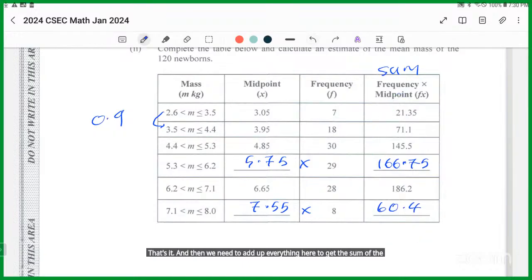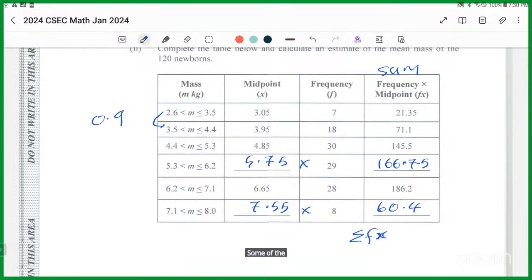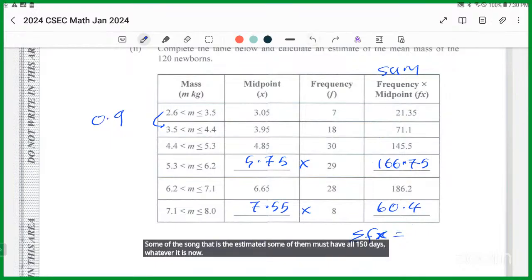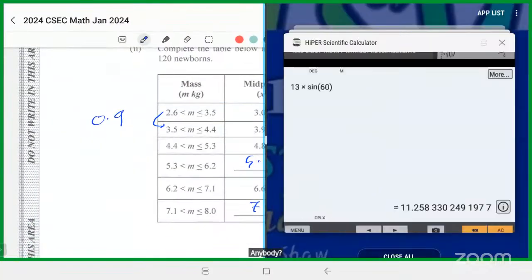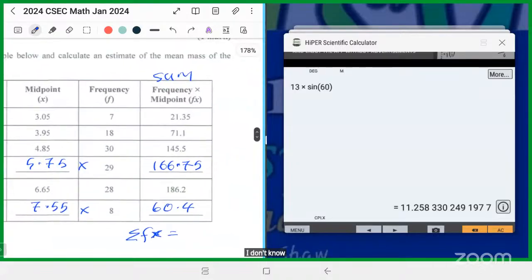The total sum, the sum of FX. That is the estimated sum of the mass of all 120 babies. What does it work out to? Add up all of these now. Anybody? You're adding up all of these figures here now.